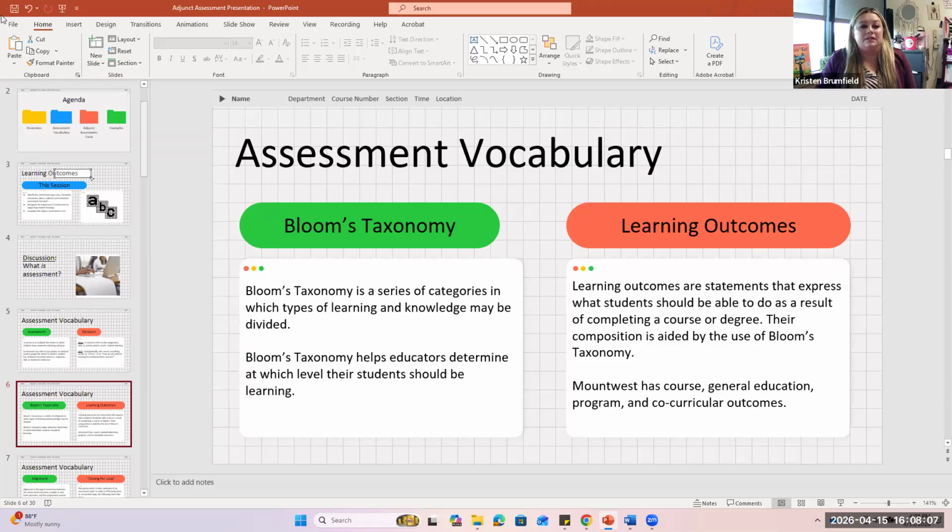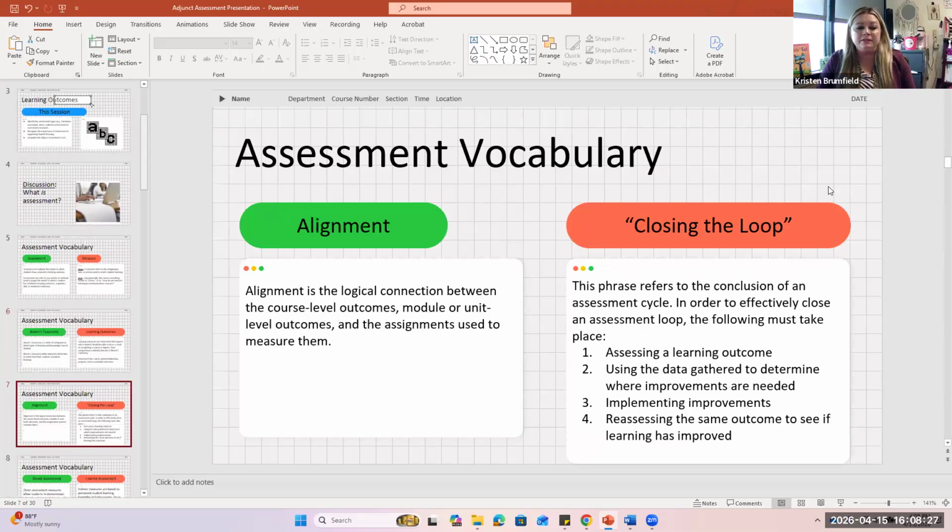You will start to see things align the more we get into this and talk about it. Mount West has course, gen ed, program, and co-curricular outcomes, and we'll talk about those a little more later on. Alignment will keep popping up as well. Alignment is a logical connection between course level outcomes, module or unit level outcomes, and the assignments themselves that we're using to measure those.